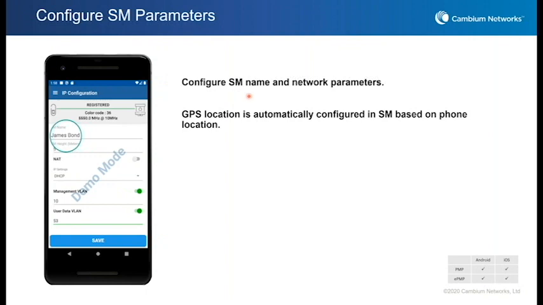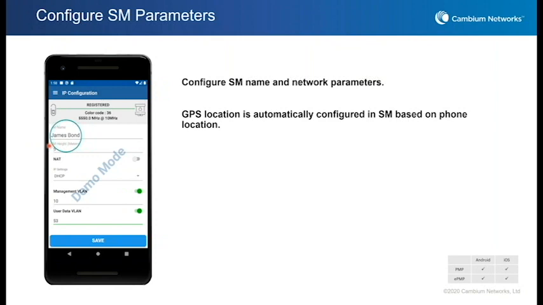Now, once you have seen that the SM can be deployed, the next step is to configure the SM. The screen allows you to configure the name of the SM and the networking parameters, like whether you want to enable NAT, whether the IP is DHCP or static, what VLANs are used, etc. One thing you don't see on the screen is GPS coordinates. Here we are asking for height, but not GPS coordinates. What happens is the app automatically gets the GPS coordinates from the phone and configures them on the SM.